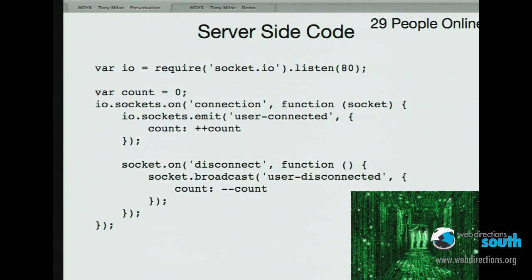Similarly, the server is written in Node using JavaScript, requiring the Socket.io module, set up the server to listen on port 80, and then as the user connects, we handle sending out an event that the client receives upon socket connection and upon socket disconnection. In both cases, just incrementing and decrementing that count variable.